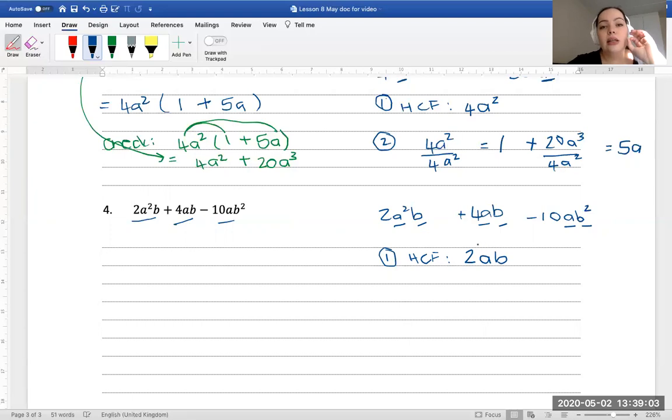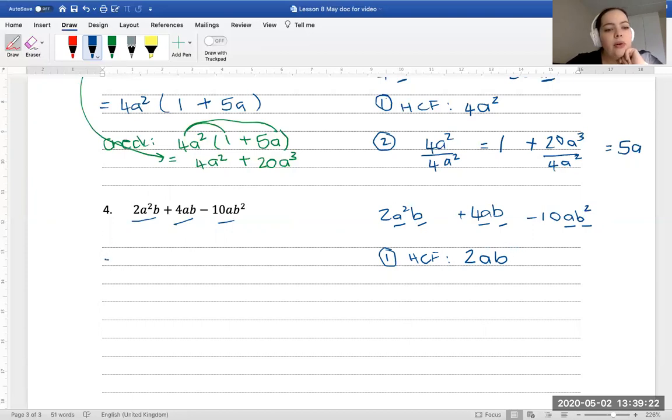Now let's look at the lowest exponent for all of them. So here the exponent for A is 2, here it's 1, here it's 1. So the lowest one is 1. And let's look at B. So we've got B to the power of 1, B to the power of 1, and B to the power of 2. So the lowest is 1.